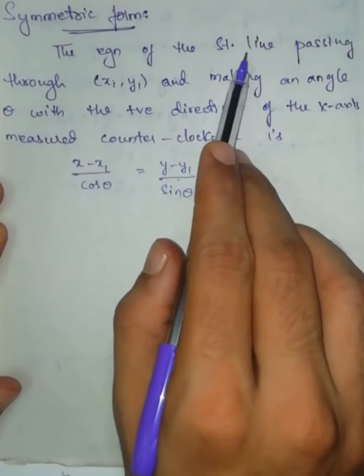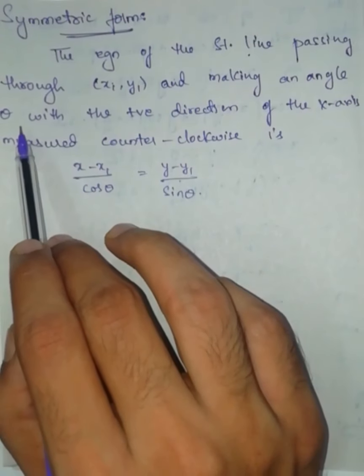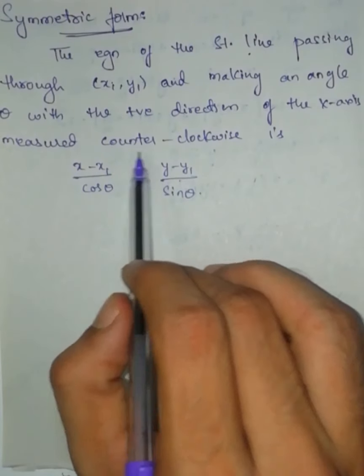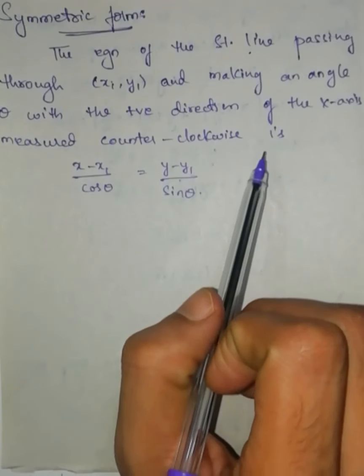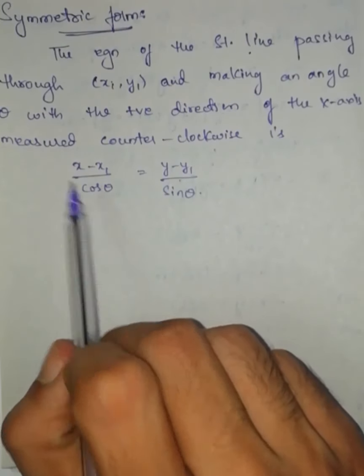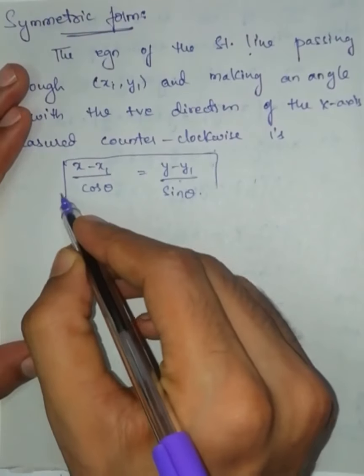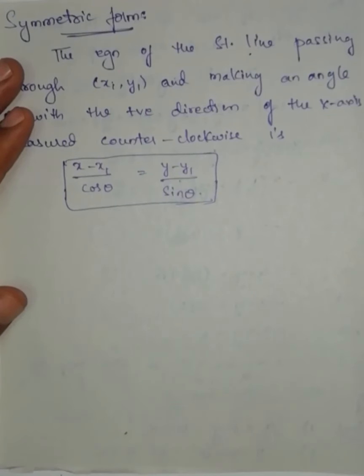The equation of the straight line which is passing through this point and that line making an angle theta with the positive direction of the x-axis in the counter clockwise direction, that is anti-clockwise direction, is x minus x1 by cos theta is equal to y minus y1 by sin theta. This is the equation of a straight line in symmetric form.